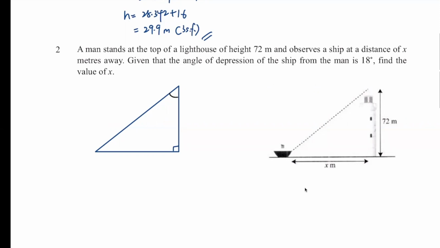So you look straight ahead in front of you, then you tilt your head downwards. So the angle of depression is the man looking straight ahead in front of him first, then he tilts his head downwards. This angle here is 18 degrees. This is x meters, and this is 72 meters. So how much he tilts his head downwards is 18 degrees. Like I mentioned just now, the angle of depression from the man to the ship is 18 degrees. It also is the same as the ship looking upwards towards the man because of alternate angles.